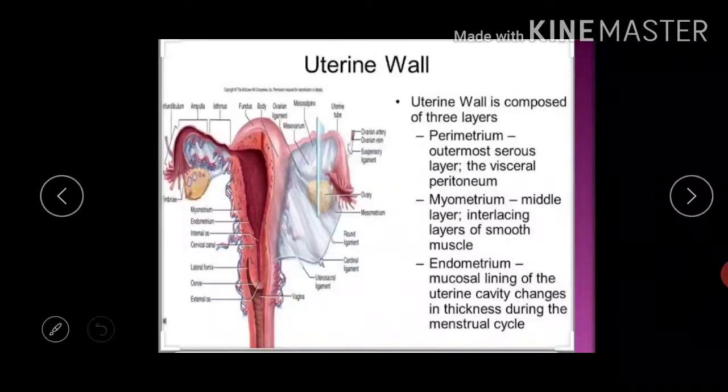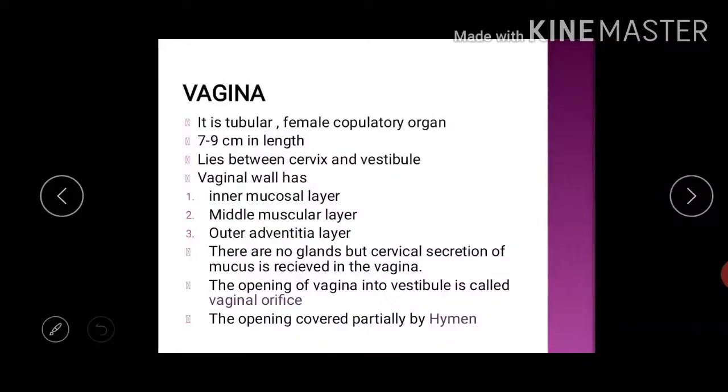Just now I told you, perimetrium, myometrium, endometrium. Okay, just now I have explained. Now the next part is the vagina. It is a tubular female copulatory organ approximately 7 to 9 centimeters in length, that lies between the cervix and vestibule. The vaginal wall has an inner mucosal layer, a middle muscular layer, and an outer adventitial layer.